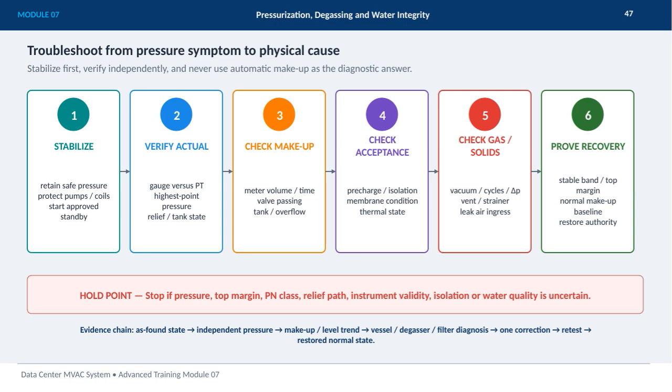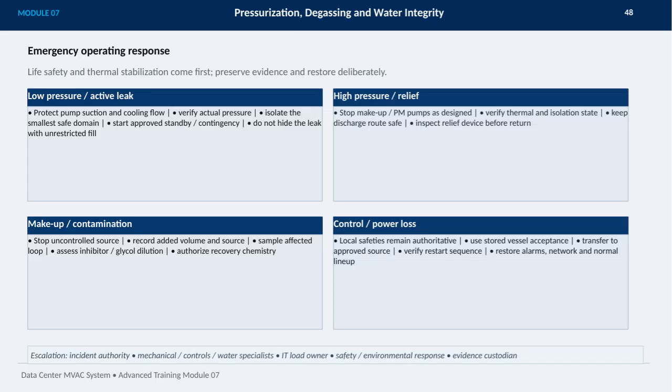This method creates a solid evidence chain from the initial state through diagnosis, correction, and retesting to fully restore system normalcy. When dealing with emergency operating response, life safety and thermal stabilization always come first, followed by preserving evidence and restoring systems deliberately. In a low-pressure or active leak scenario, it's critical to protect pump suction and maintain cooling flow. Verify the actual pressure, isolate the smallest safe domain, and start any approved standby systems.